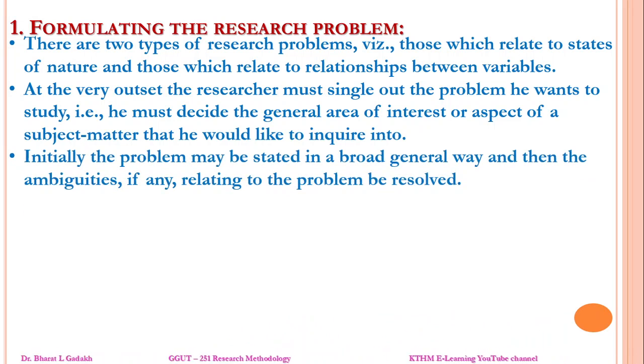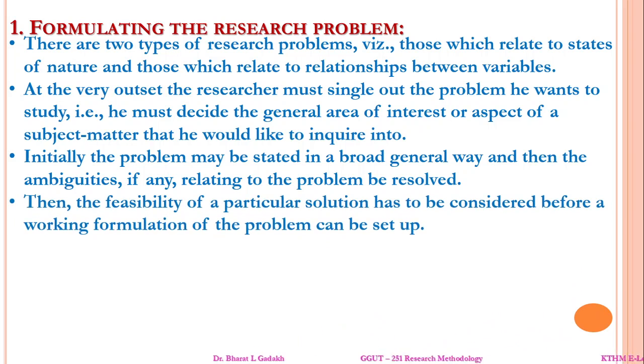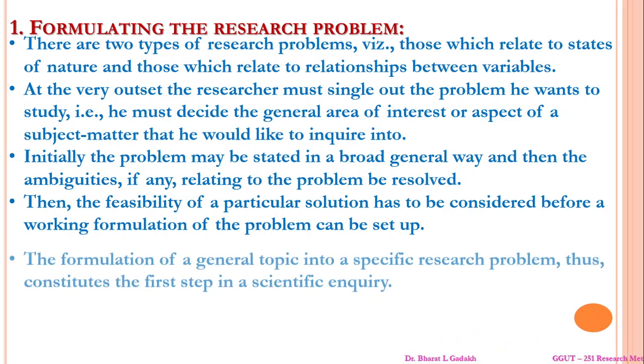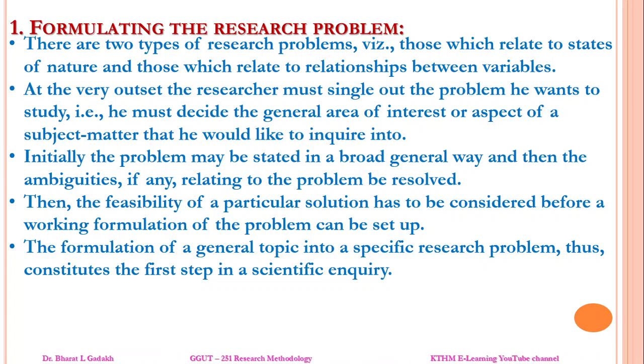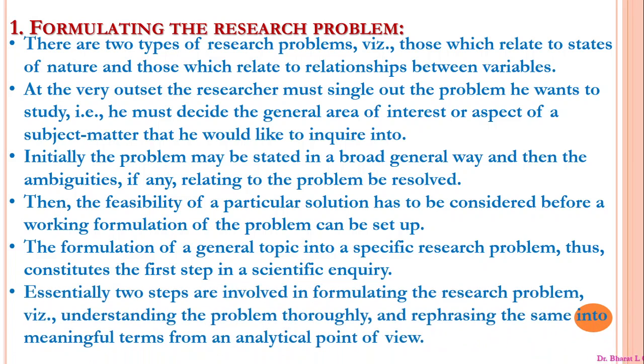Initially, the problem may be stated in a broad general way. Then, any ambiguities related to the problem should be resolved, and the feasibility of a particular solution has to be considered before working formulations of the problem can be set up. The formulation of a general topic into a specific research problem thus constitutes the first step in scientific inquiry. Essentially, two steps are involved in formulating the research problem: understanding the problem thoroughly, and rephrasing the same into meaningful terms from an analytical point of view.